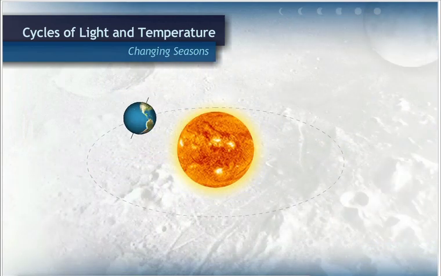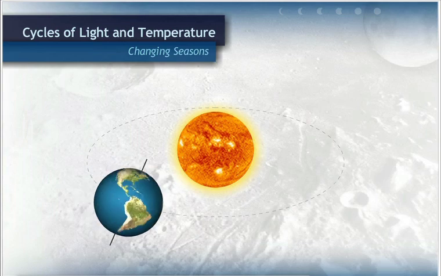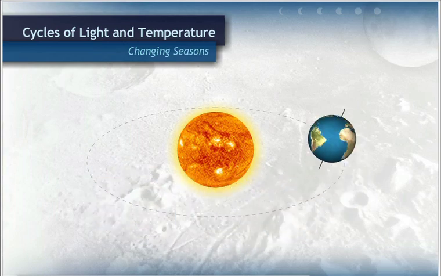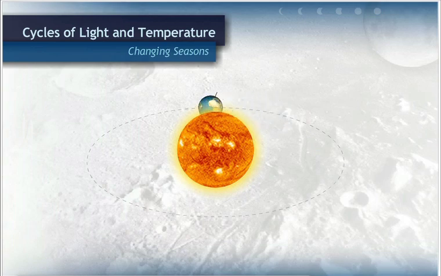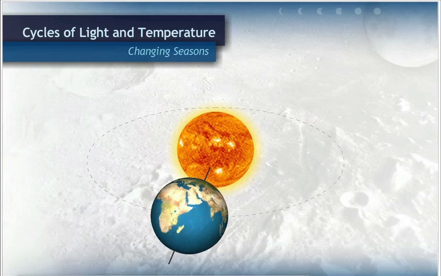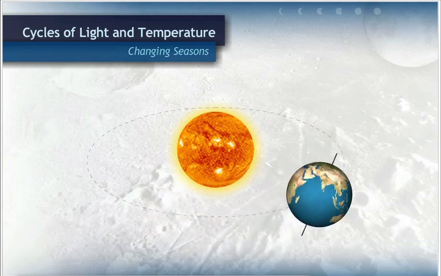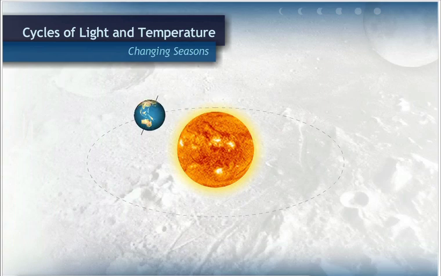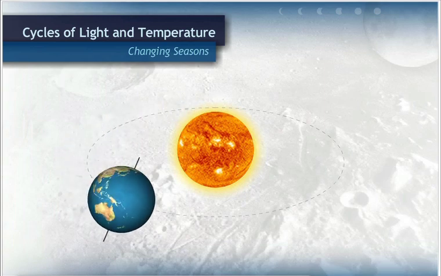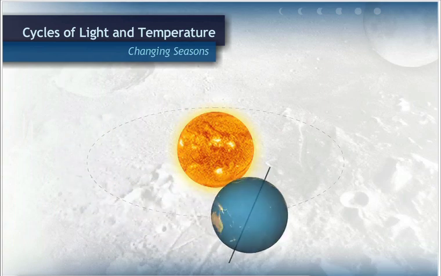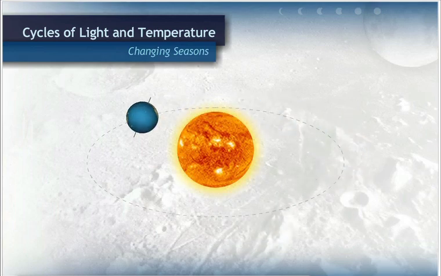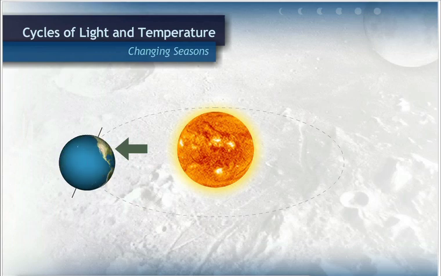Here is another model of Earth and the sun. As the Earth rotates on its axis, it revolves around the sun. If we run an imaginary line straight through the Earth from the North Pole to the South Pole to represent the axis, you can see that our planet is tilted. The Earth revolves around the sun once every 365 days. As it revolves, sometimes the southern hemisphere is tilted toward the sun, and sometimes the northern hemisphere is tilted toward the sun.